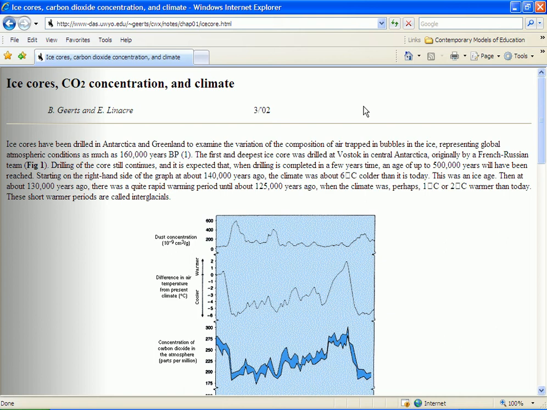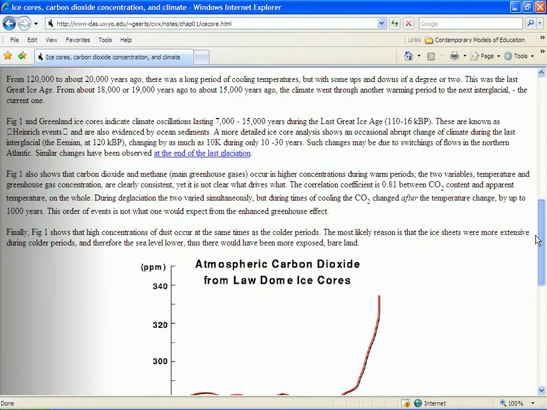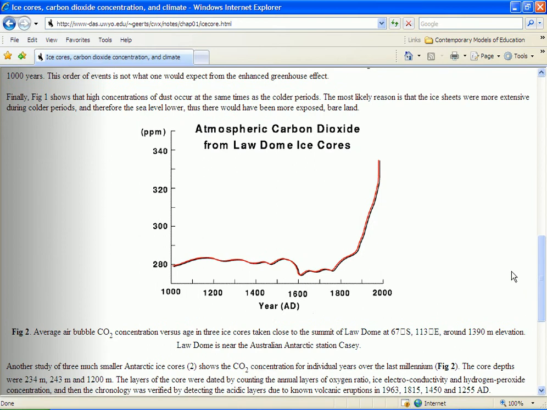No education would be complete without immediate concentrated attention on global warming. We have global warming because we have so much carbon dioxide in the air. This is a graph of the concentration of carbon dioxide in parts per million over the last 1,000 years.